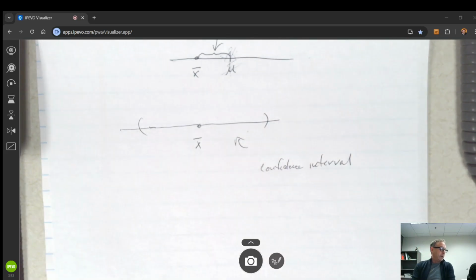I hope this is recording. Let's see here. It looks like it is to me.